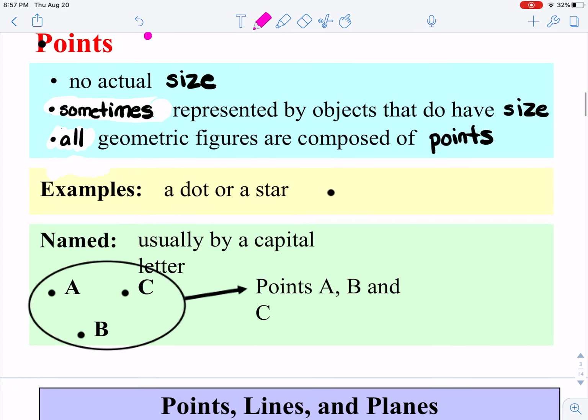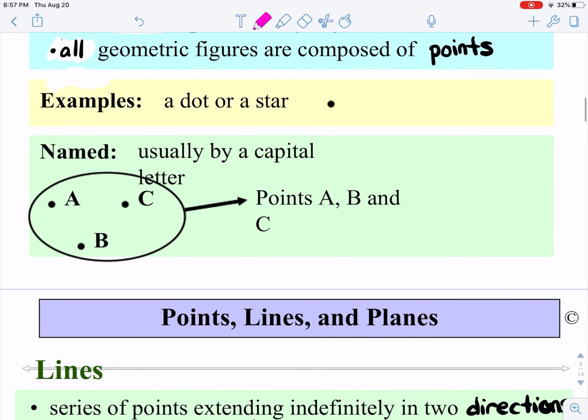Two real life examples. Oh, I just gave you one. It's a dot. Another one would be a star in the sky, or a star in space. There are millions and millions of stars. No one knows how many there are. There's so many of them. Each one, when we look up in the sky and we see a star, you could think of that as a point.